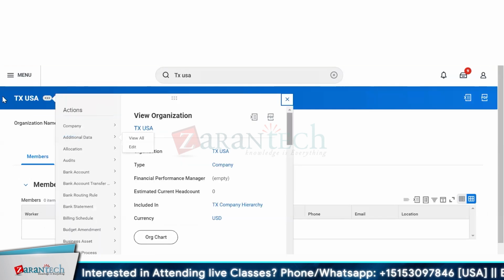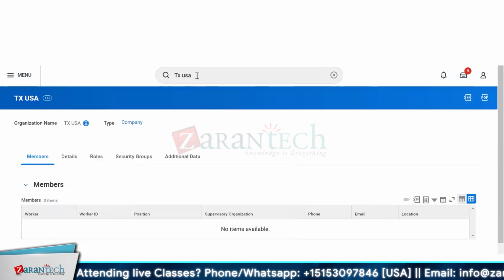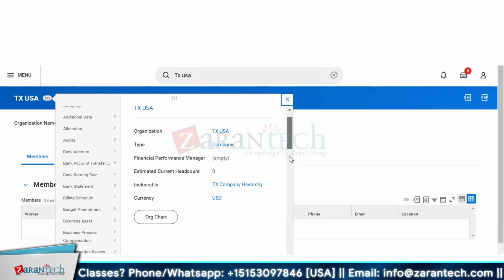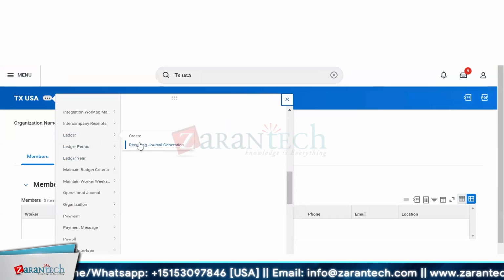So let's check that we have assigned the ledger as well, or that we have created the ledger as well. My company is TX USA, and for that company, I open up my company and then go to the related action button. From this button, I have the option here, ledger. If the year is not coming, it means that this ledger is not there.